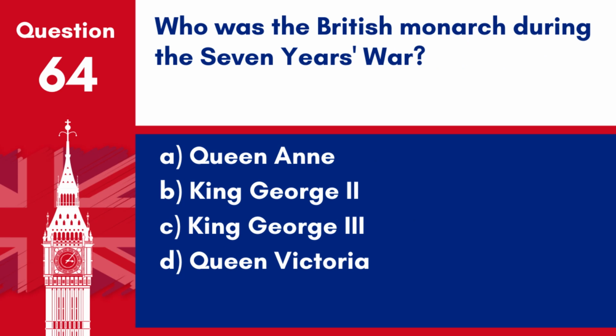Question 64. Who was the British monarch during the Seven Years' War? A. Queen Anne. B. King George II. C. King George III. D. Queen Victoria. Answer: B. King George II. King George II was the British monarch at the start of the Seven Years' War, which lasted from 1756 to 1763, and was a global conflict involving most of the great powers of the time.